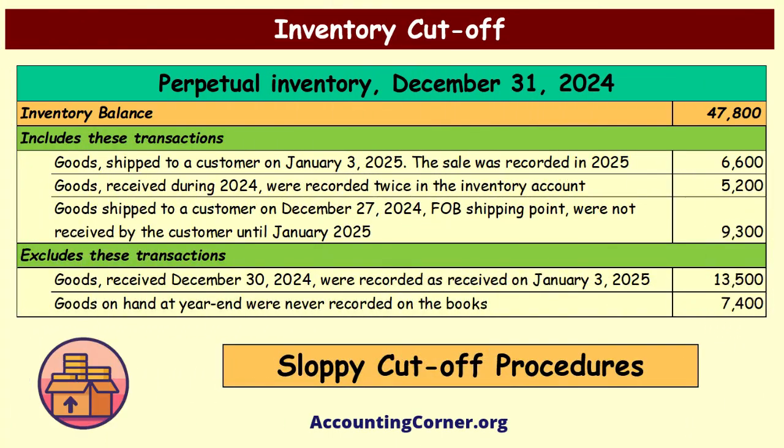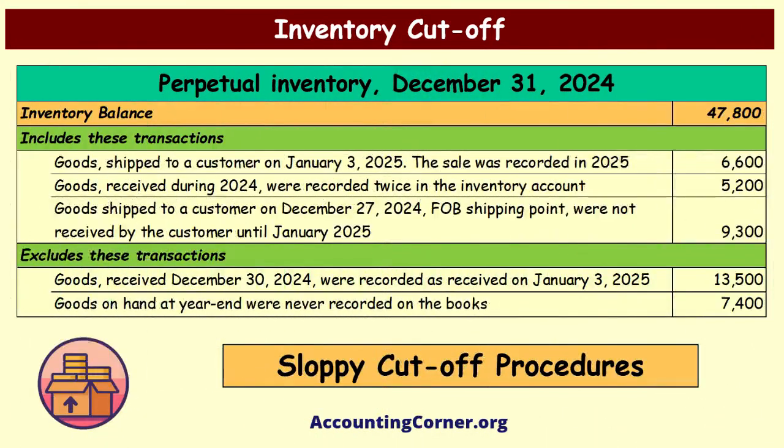Here you see information about the balance of inventory as of 2024 year-end. Under the perpetual inventory system, the company showed $47,800 at December 31, 2024. Year-end cutoff procedures were sloppy, and several events occurred. Let's overview them one by one.